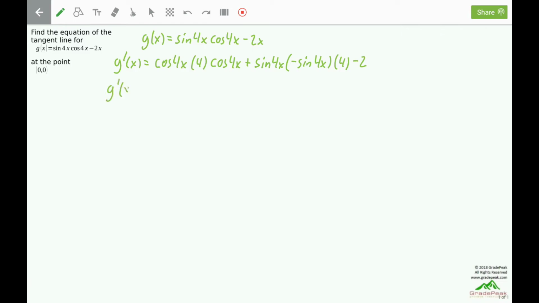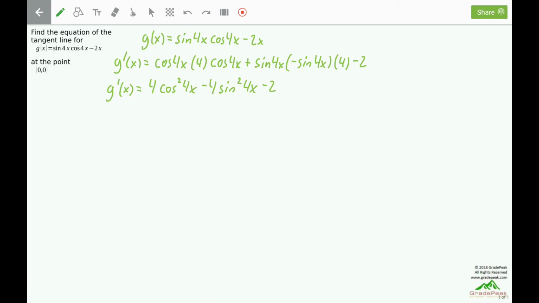Let's simplify the look of this a little bit. We need to simplify it as much as needed till we can plug in the x-coordinate to this. This first term, I'll put the 4 out front, and then we have a cosine times a cosine, so I'll write that as cosine squared of 4x. This next term, I have a negative and a 4, so I'll put the negative 4 in the front. And we have a sine times a sine, so I'll write that as sine squared of 4x. And then we have the minus 2.